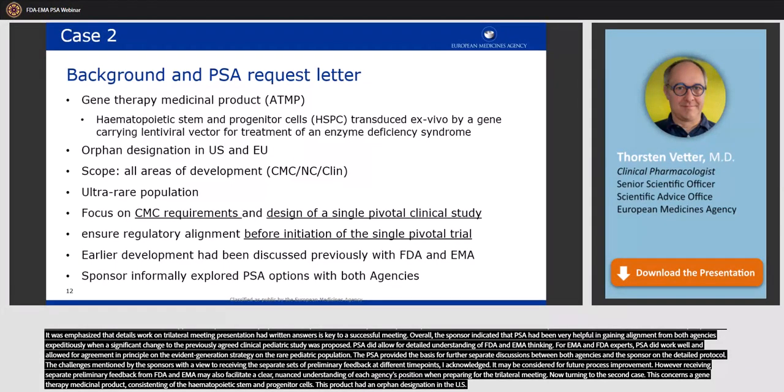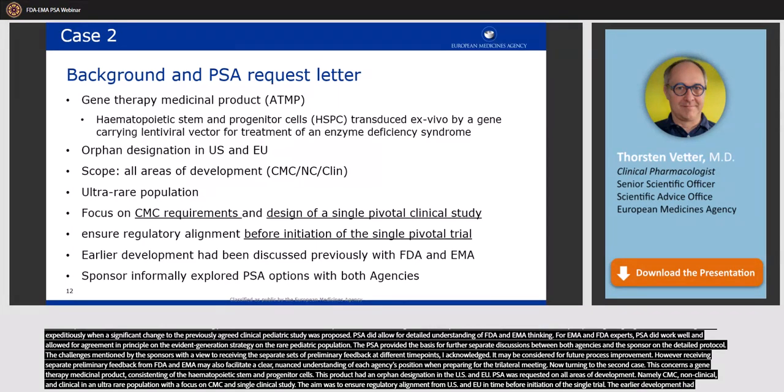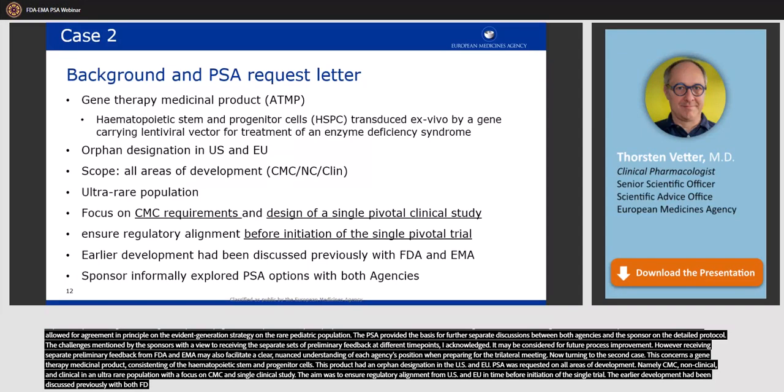PSA was requested on all areas of development, namely CMC, non-clinical and clinical, in an ultra-rare population, with a focus on CMC requirements and the design of a single pivotal clinical study. The aim was to ensure regulatory alignment from US and EU in time before initiation of a single pivotal trial. The earlier development had been discussed previously with both FDA and EMA, and the sponsor informally explored PSA options with both agencies before submitting the PSA request letter.